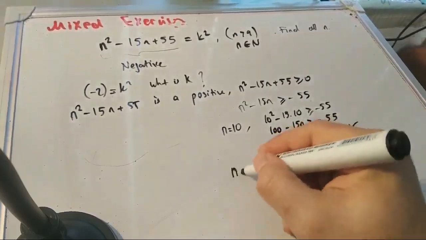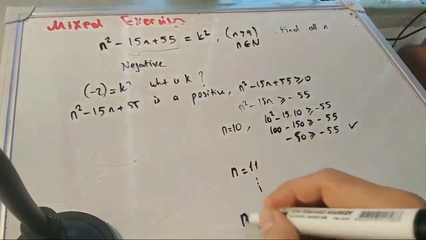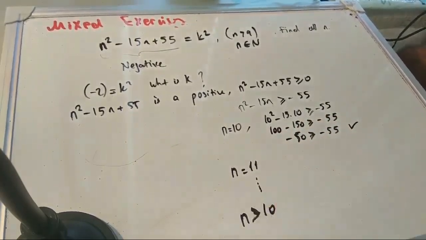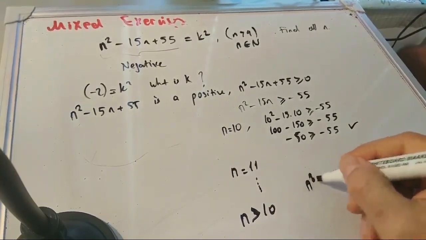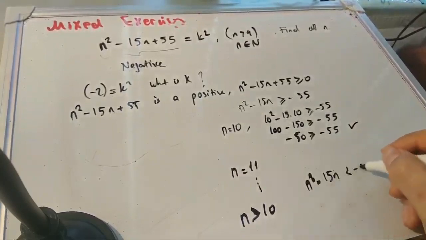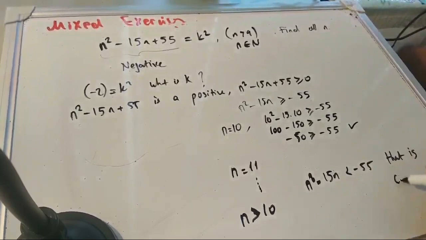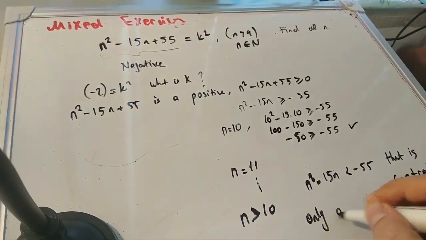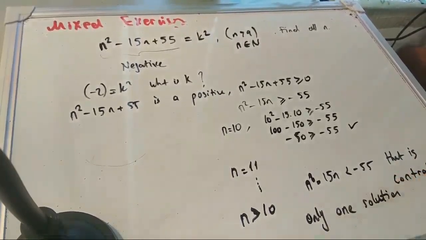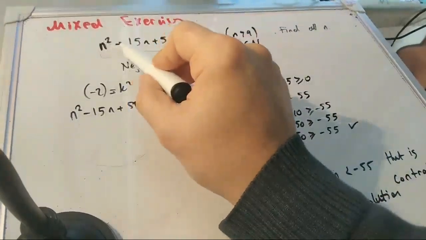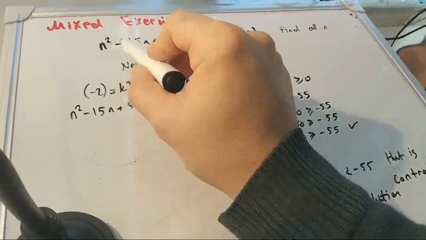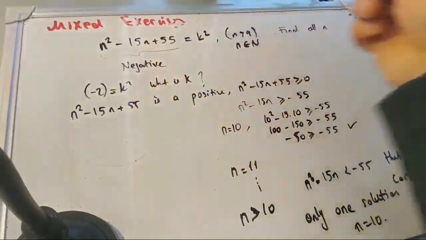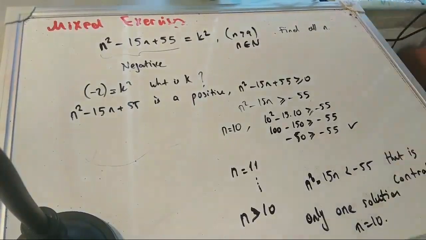It holds, but for 11 and the other numbers which are greater than 10, n square minus 15n is less than negative 55, so that's a contradiction. So we have only one solution. And what is it? N is 10. 10 square 100 minus 15 times n, 150. 100 minus 150 is negative 50... minus 55 plus 55 is 0. So k will be 0, which is a perfect square.